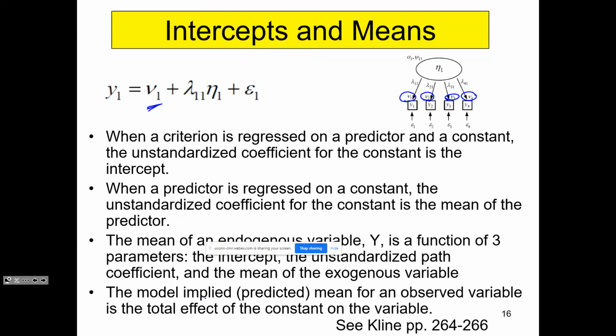But the reality is that you can't estimate more means and intercepts than you have mean pieces of information. So even if you have positive degrees of freedom on the variance covariance side, you can't necessarily borrow those positive degrees of freedom to be identified on the mean side.